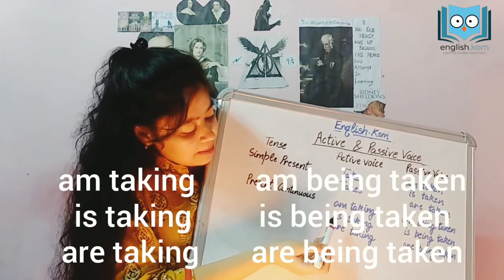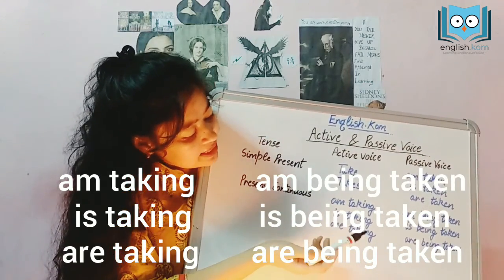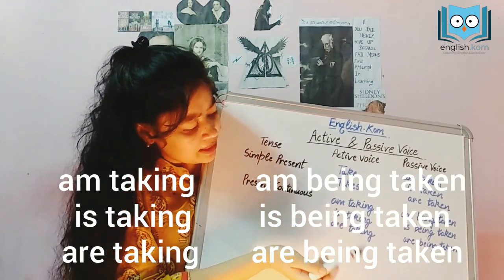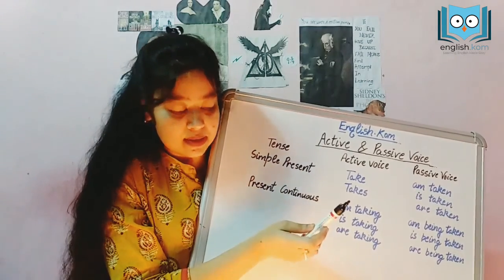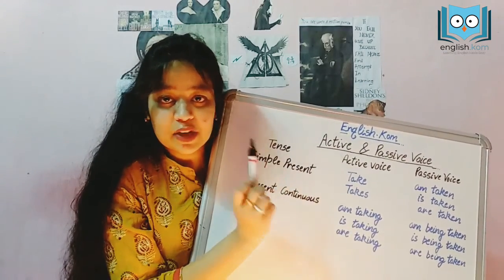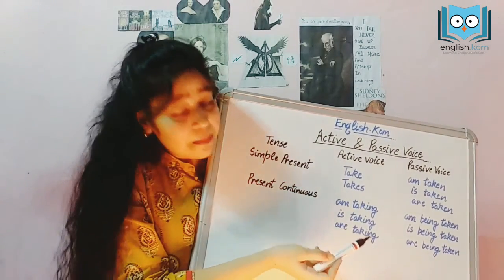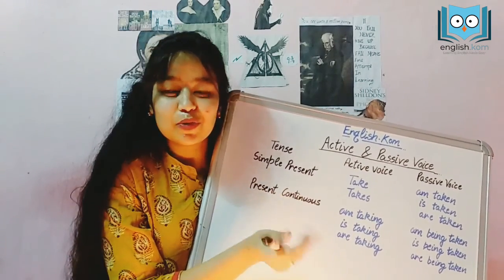Secondly, we have present continuous. In this we have am taking, is taking and are taking, and these become am being taken, is being taken or are being taken. It becomes am being taken when we refer to the first person. It becomes is being taken when we refer to the third person but in singular number. And it becomes are being taken while we refer to second person or the third person in plural form.